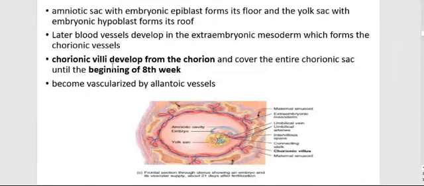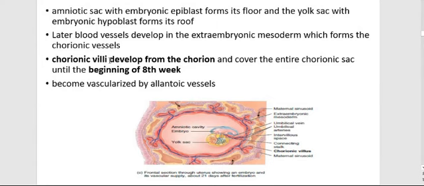Chorionic villi will start to develop from the chorion and cover the whole circumference of the chorionic sac. That begins in the 8th week, and later they will become vascularized by the allantoic vessels. Remember in the 3rd week, on day 16, we said the allantois was formed, and it was a dorsodiverticulum from the yolk sac into the connecting stalk. From there, we see the formation of some of the blood vessels.